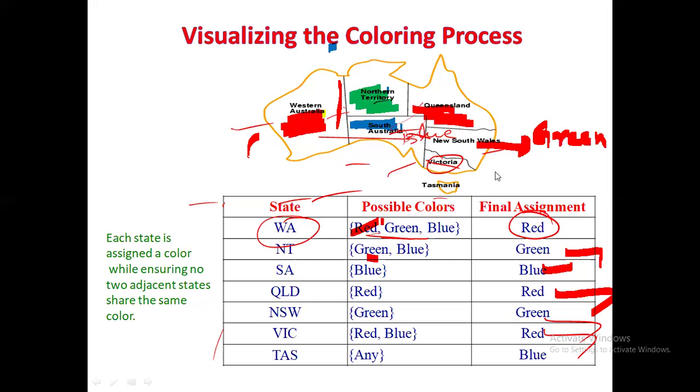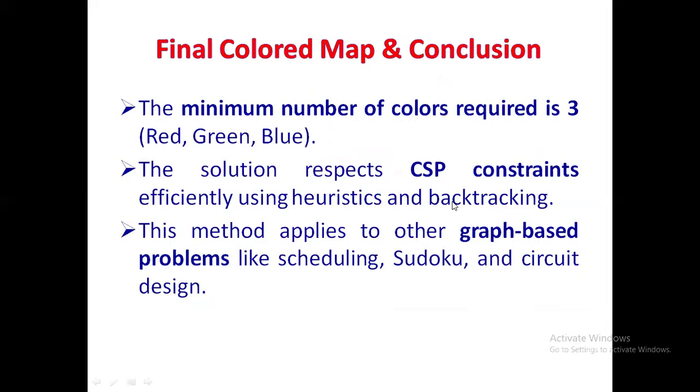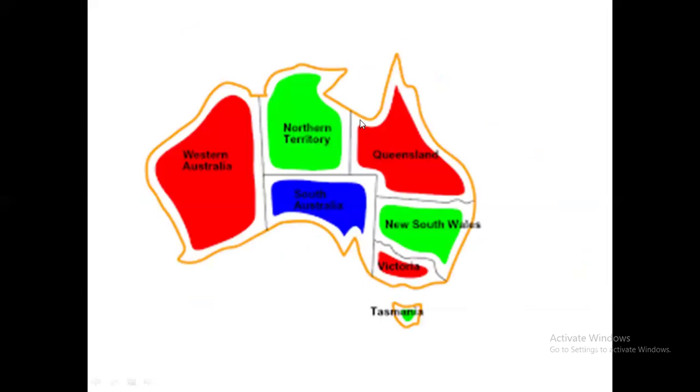And for Tasmania, we can mark any color because it is not connected with the Australia map. It is a separate island. So these are all the conclusions. And finally, after coloring, I have marked it as green, but we can mark it as blue, any color. Western Australia is red, so nearby are green and blue. Here Queensland is red, and what should be the other option?